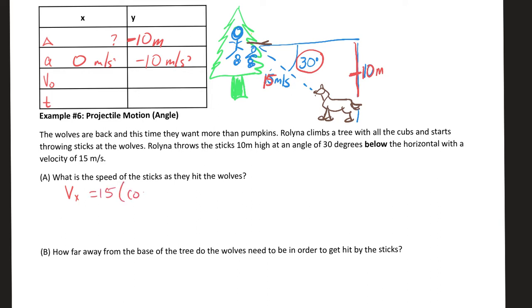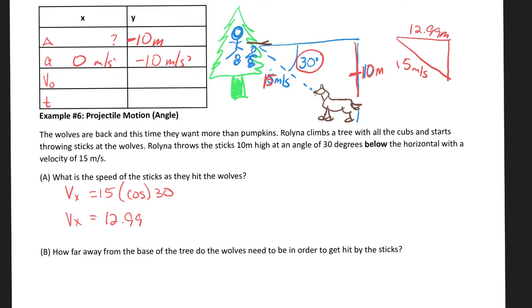cosine of 30. So the velocity in the x direction ends up being 12.99. If I draw my triangle again and fill it in, this is 15 meters per second, and I've just determined that in the x direction it's 12.99. That's x.